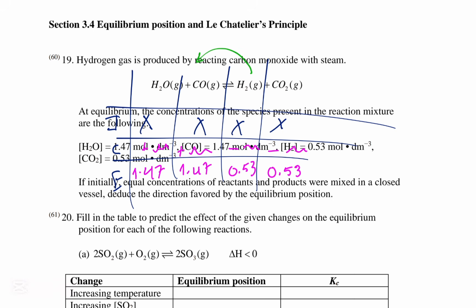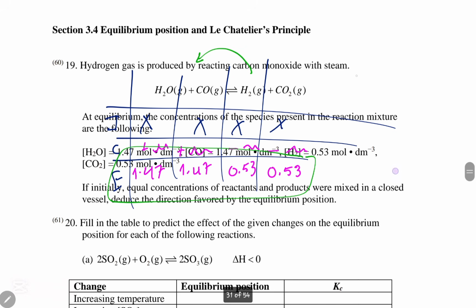And anyways, what you could do is find the K equilibrium. It would be equal to the concentration of products to the power of their coefficient, so that's 0.53 squared divided by 1.47 squared, so I got 0.129. Then I find the value of Q. Q is going to be x squared divided by x squared, which is 1.